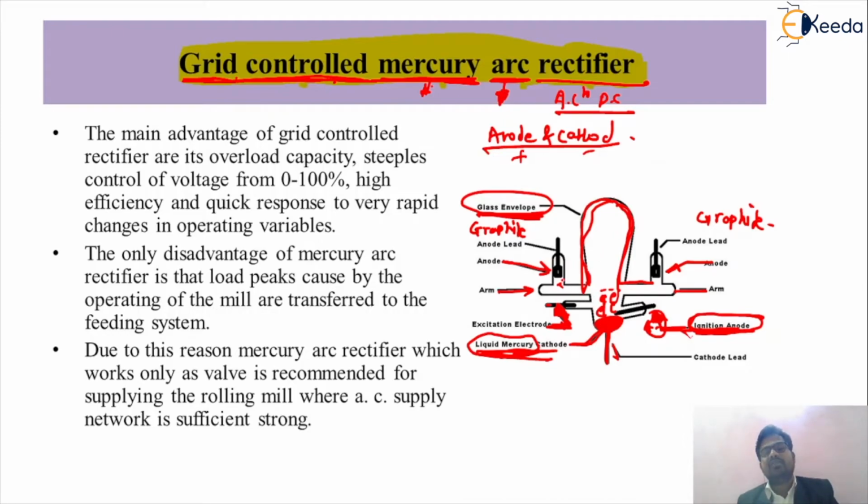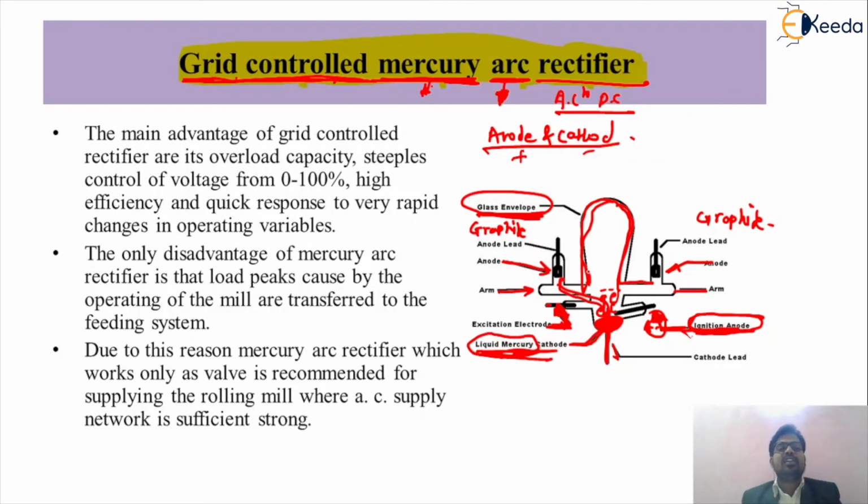This current flows from the anode to the cathode, and the direction of this current is unidirectional. So we are getting DC current from the mercury arc rectifier. Before 1970, it was a very popular method to generate DC voltage.